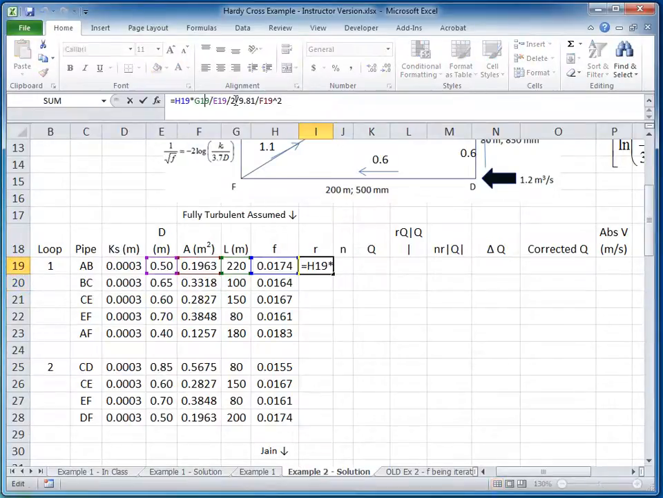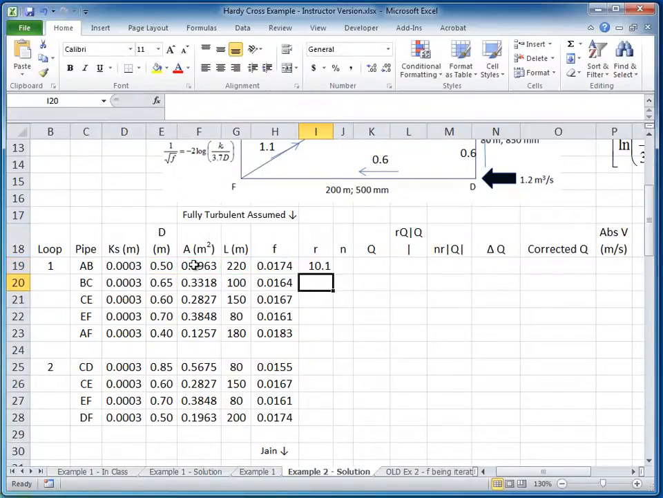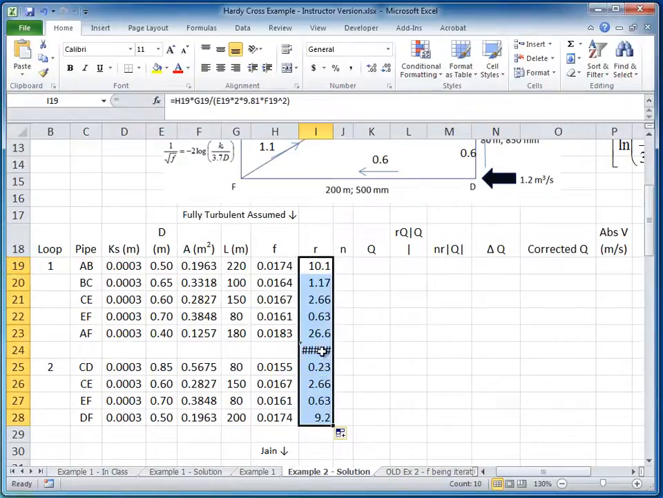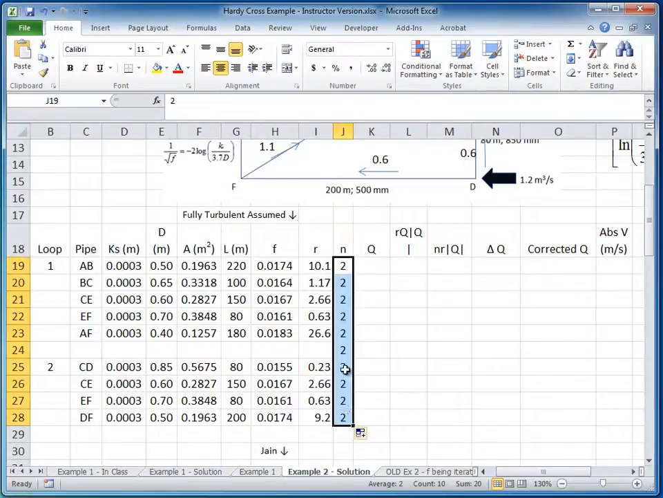Now I know that for some of you this whole divided by so much is a little bit confusing, so let me just put it as this. FL divided by D times 2 times G times A squared. And you get the same 10.1. All right, so I can drag that down for each of the pipes. Now the N value here is 2 because we're going to be using Darcy-Weisbach as our friction equation. If we were using the Hazen-Williams, it would be 1.85.